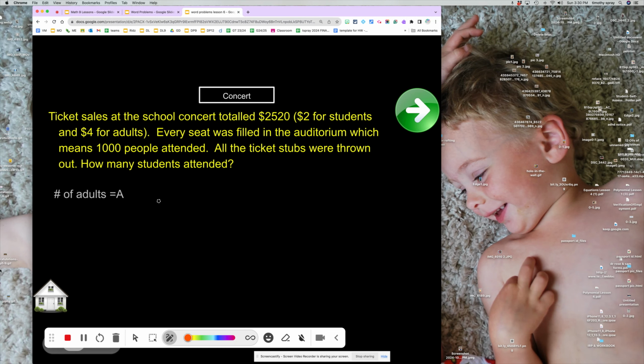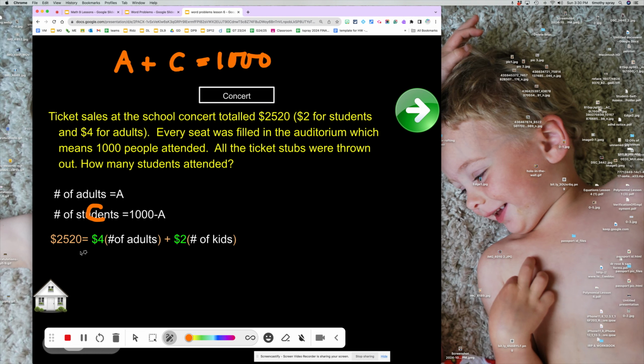So first things first is we know that there's adults who came, and so we could also say this up above, that we know that adults plus children equal 1,000, or students, I should say. So is it safe to say that adults equals A and the children are going to equal 1,000 take away A? So that's where that came from. Now we know that the total revenue is going to equal $4 times the number of adults plus $2 times the number of kids. And so then we're going to have this equation, and we can multiply that through, which we'll do.